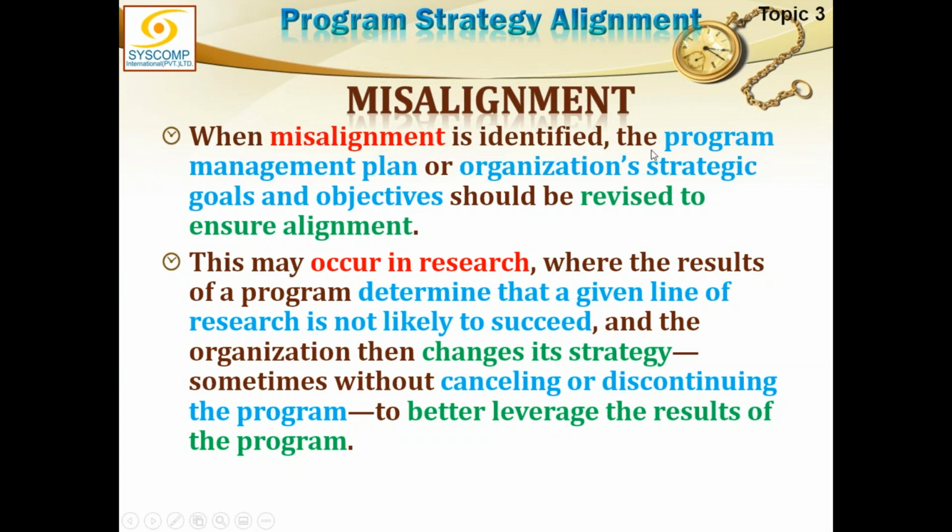When misalignment is identified, the program management plan or organizational strategic goals and objectives should be revised to ensure alignment. If you observe during your project that you are going out of alignment, your program management plan or your organizational strategic goals and objectives may have to be revised to ensure alignment, either one of them.